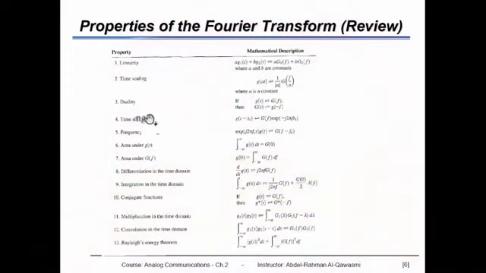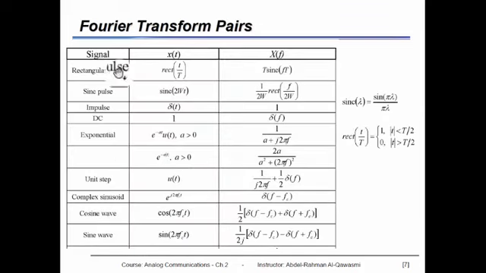So please pay attention to these properties of the Fourier transform, because when we discuss the modulation types or techniques used in analog communication systems, it will be useful to know these properties that we will use in the future. This is a table of the Fourier transform of the main functions or main signals.